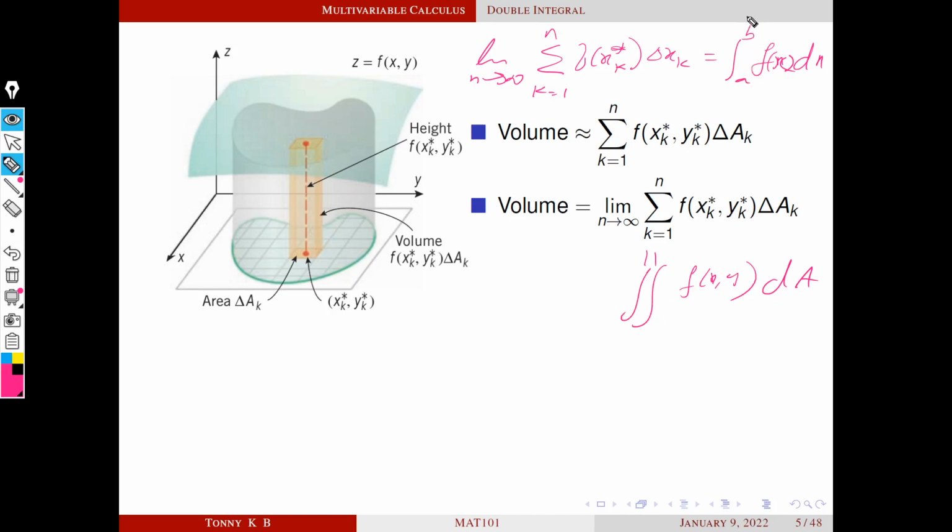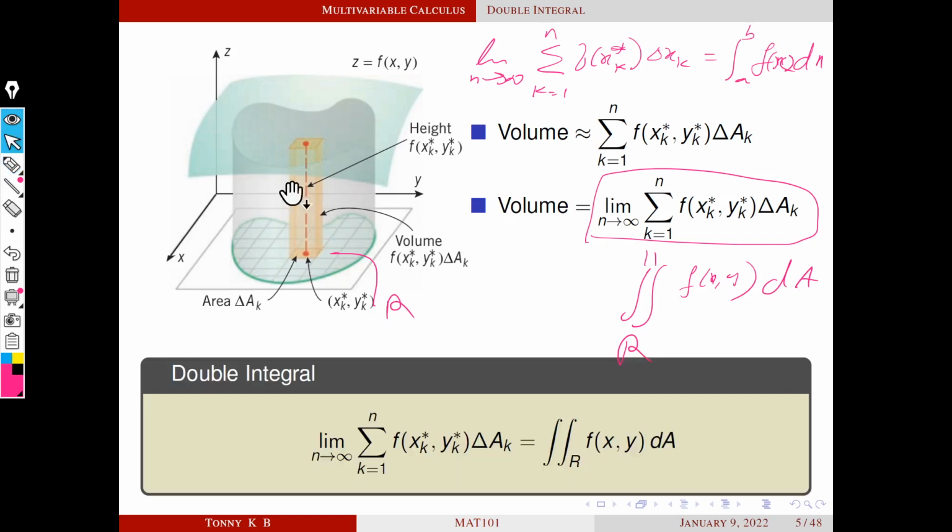That's why we write like this, a to b. Here our region is something, R. We denote the region by R. Okay, so double integral over R. So this is the notation of this infinite sum. Clear? So analogous to one variable calculus, we can denote this infinite sum using this notation. This is only a notation. So limit n tends to infinity, sigma k equal to 1 to n, f of xk star, yk star, delta Ak is denoted by double integral over R of f of x y dA.